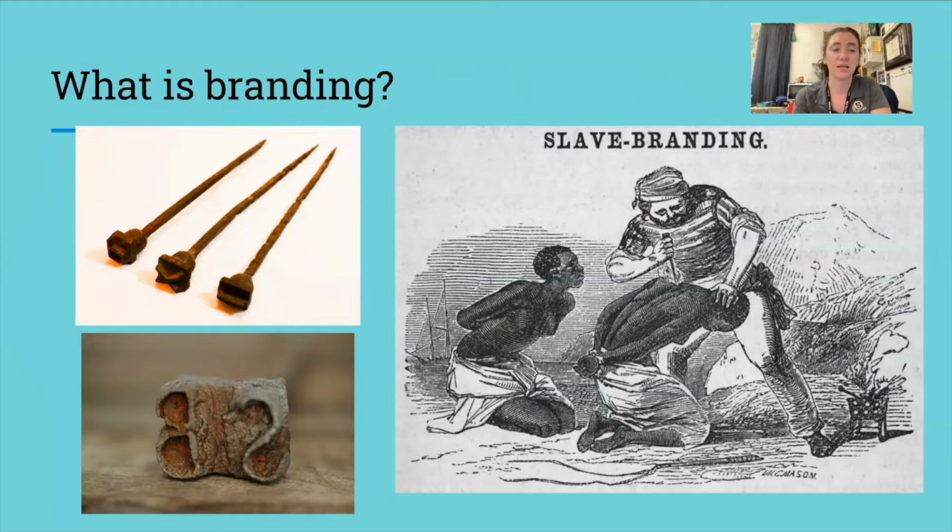So branding, we see a lot with cattle. They'll take this poker, and usually there's a symbol or two initials on the end, and they'll get it red hot and they'll plunge it into somebody's skin, right? We see it a lot of times with cattle. They brand cattle. That's exactly how these people are being treated. They're being treated like livestock, like animals. And so they'll leave a mark with this brand, literally labeling them as property.